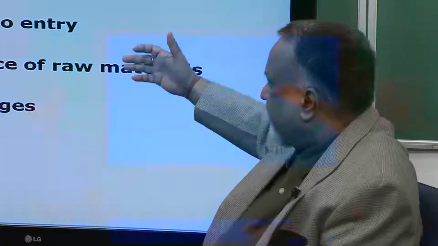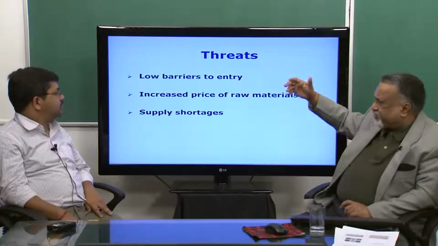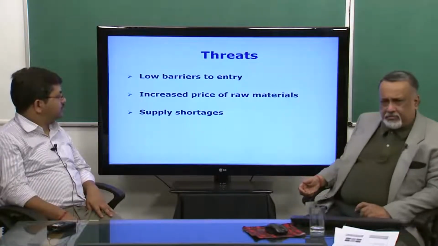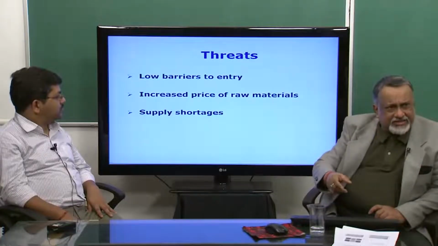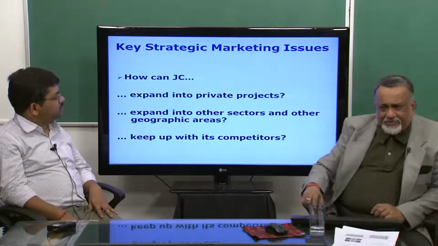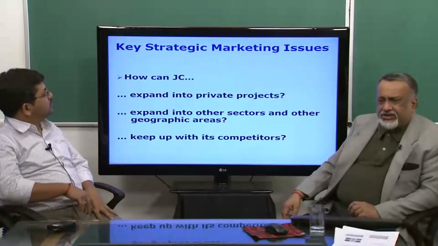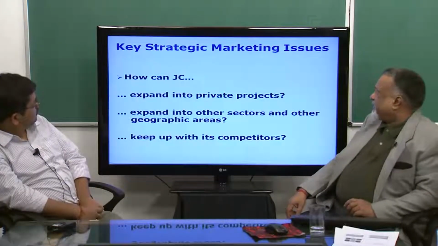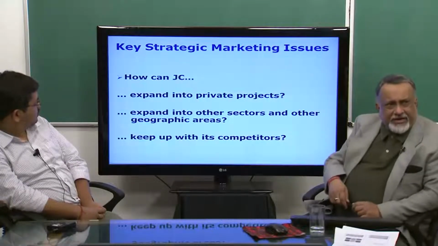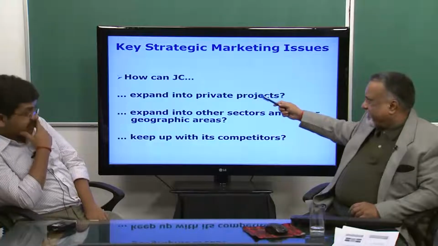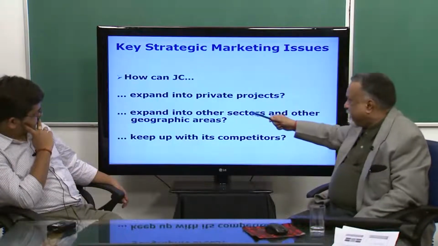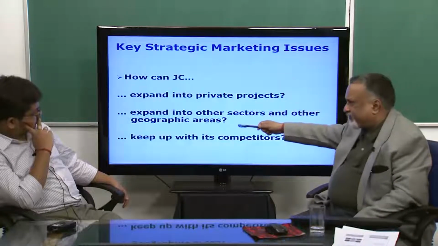So, threats. We saw strengths, we saw weaknesses. Threats are low barriers to entry, increased price of raw materials like copper, silver, etc., and supply shortage. Key strategic marketing issues are normally formulated this way: how can JC company expand into private projects, other sectors and other geographic areas?